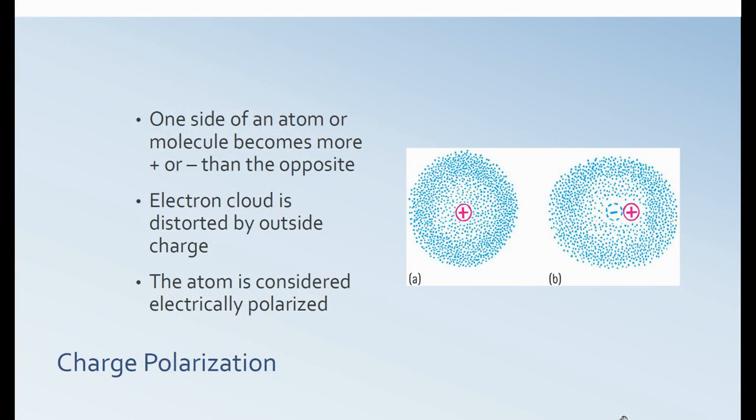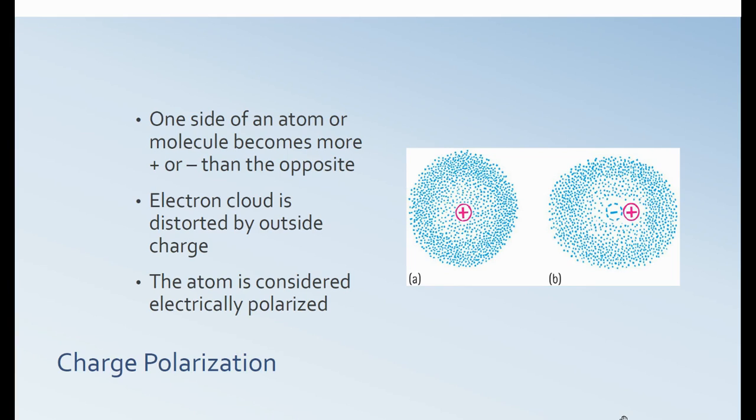This can even happen way down on the atomic level. We can see it happen in individual atoms, and one side of an atom or molecule can actually become more positively or negatively charged than the other side. So, for instance, if we had this atom here in A, the charge is pretty evenly distributed from one side of the atom to the other.